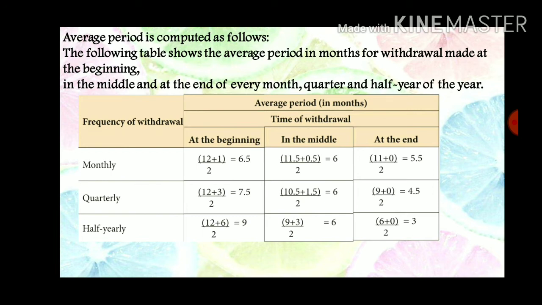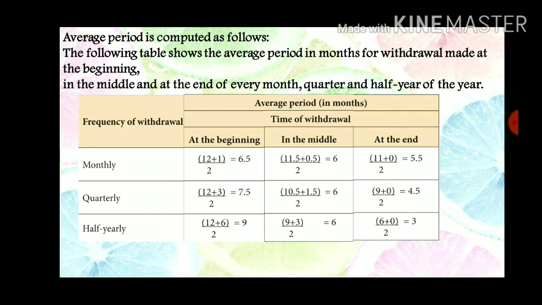Then quarterly, 3 months once, beginning 12, end 3. So 12 plus 3, 15. 15 divided by 2 we get 7.5 in the beginning. Then in the middle, so beginning 10.5 plus end 1.5. So totally 12 divided by 2 we get 6.